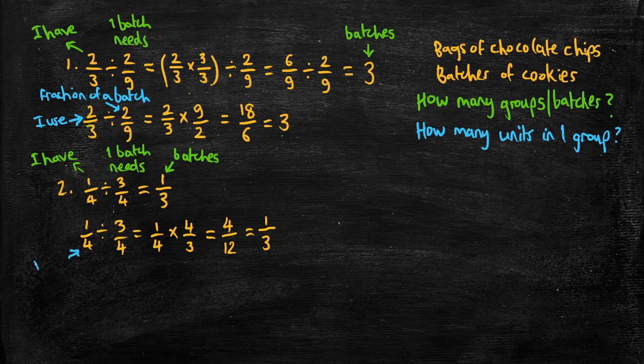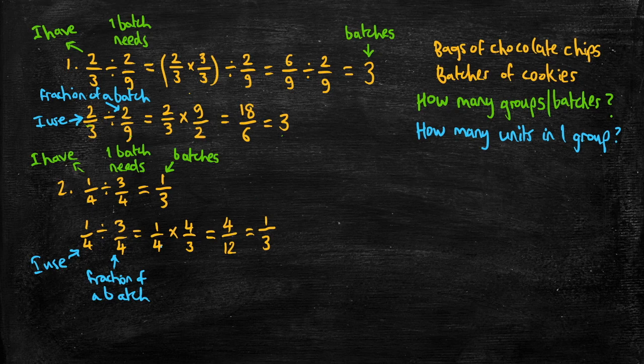So in this case, I use 1/4 of a bag of chocolate chips, and that makes 3/4 of a batch of cookies. Okay, so 1/4 of a bag of chocolate chips only makes 3/4 of a batch of cookies. So how many bags of chocolate chips do I need to make a whole batch of cookies?